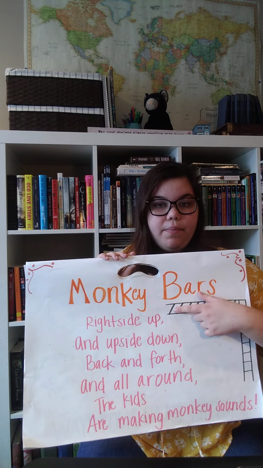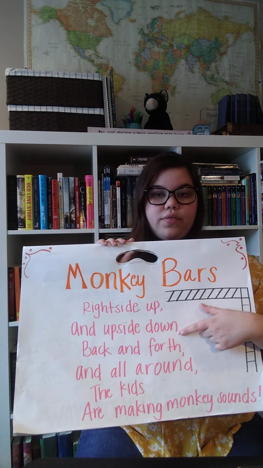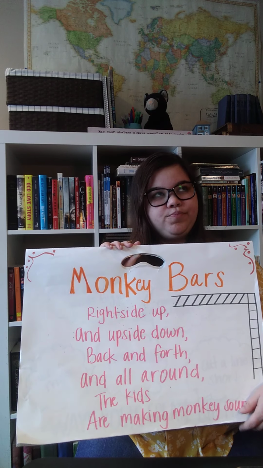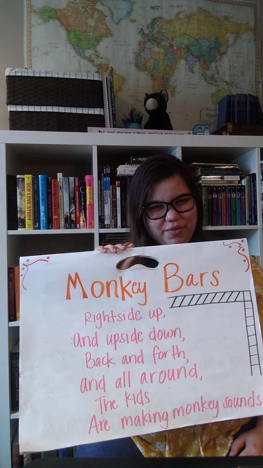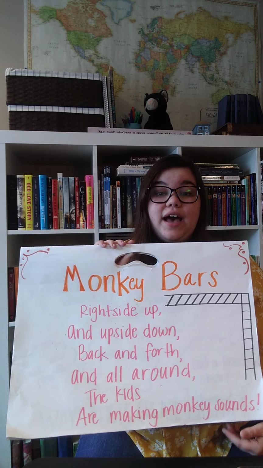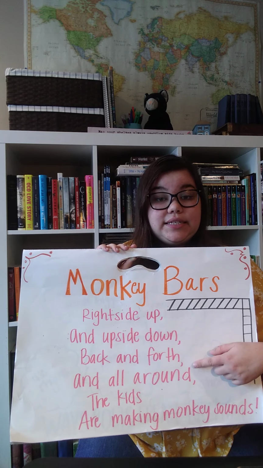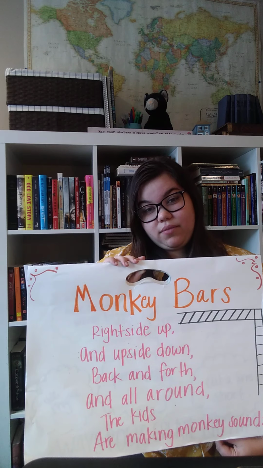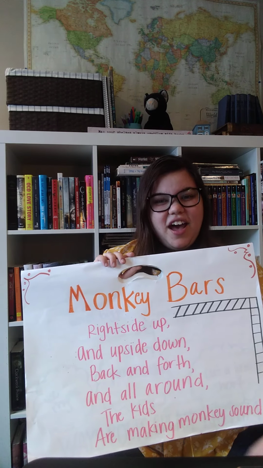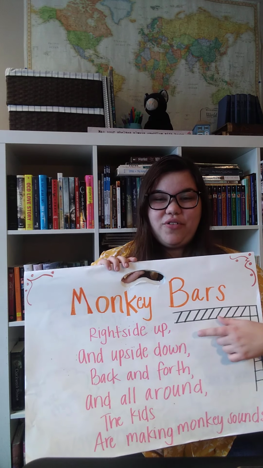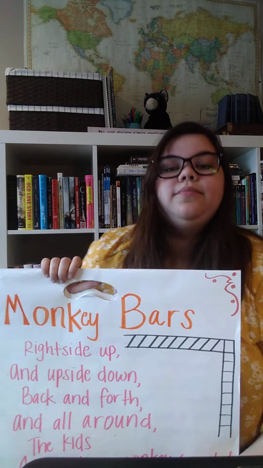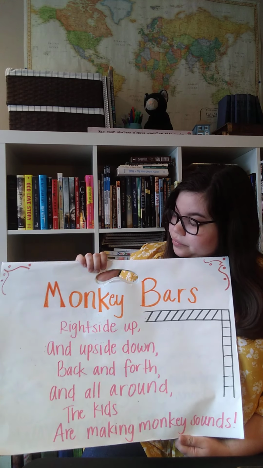So let's look at the ends of our lines. We have up, down, forth, around, kids, and sounds. Do any of these sound like rhyming words to you? The ones I heard were down, around, and sounds. Those sound like rhyming words to me. So this time when I read the poem, I'm going to focus and think about those words that rhyme. Listen and see if it makes a difference.